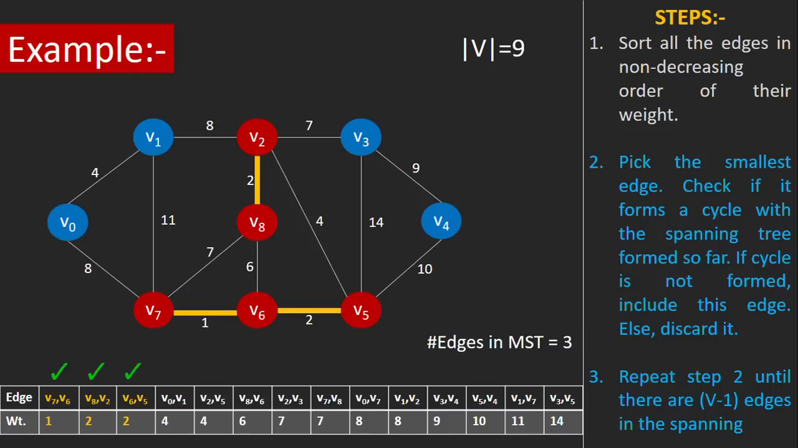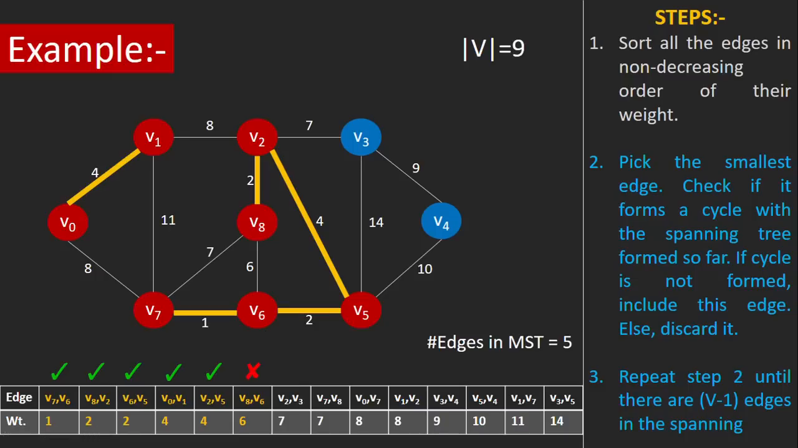Now pick V0, V1. Check for cycles, no cycle formed, add this edge to the MST too. Next is V2, V5. Again, adding this edge to the MST doesn't form any cycle. This edge will also be a part of the MST. Now, let's look at V8, V6. If we add this edge to the MST, it forms this cycle, as you can see here. So, this edge won't be a part of the MST.